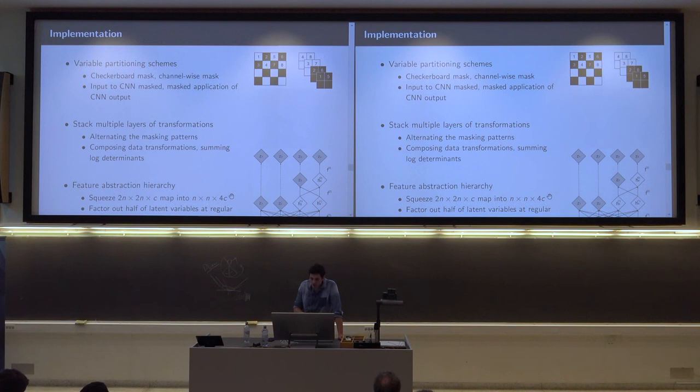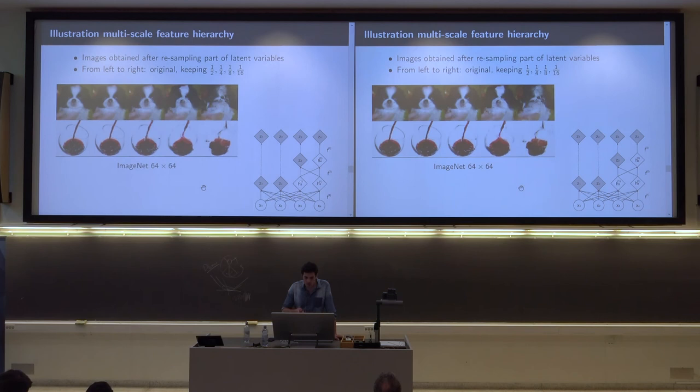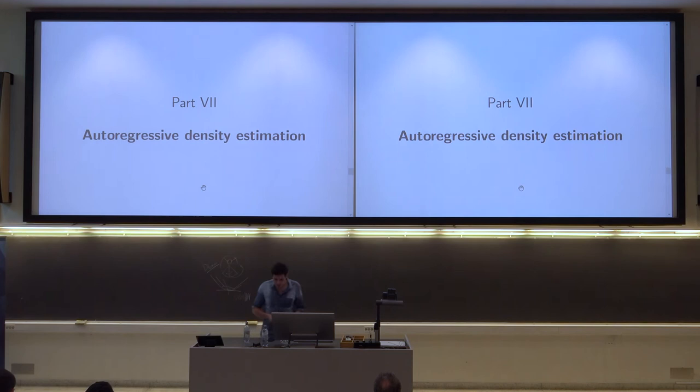Finally, you can regularly remove parts of your variables and put a prior there and keep working on what's left. This way, you have a hierarchy that can build abstract features, and you save some computation, because as you remove variables, the network becomes less costly. Alright, so let's skip this. These are samples and images of what you can get, but let's move to another class of models.